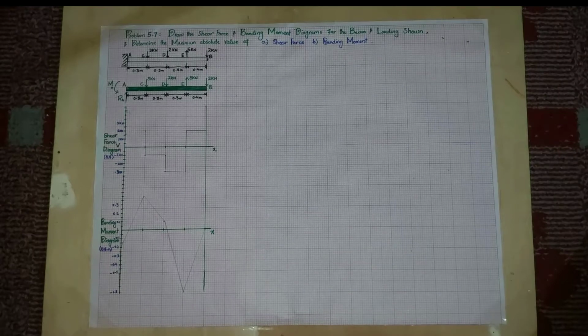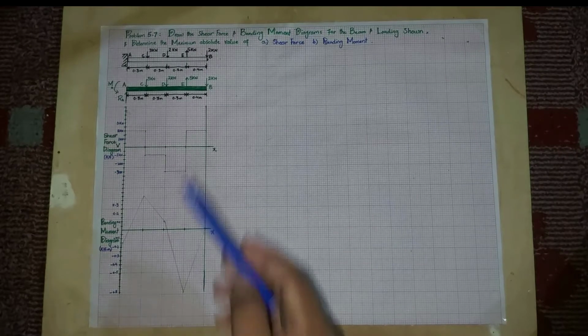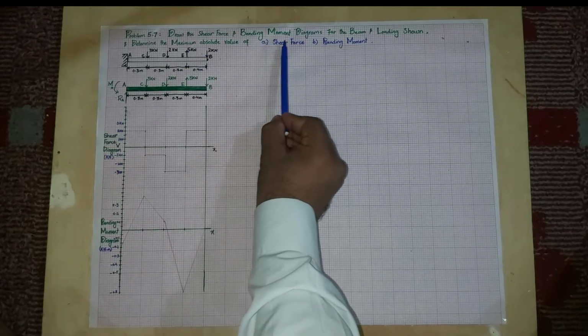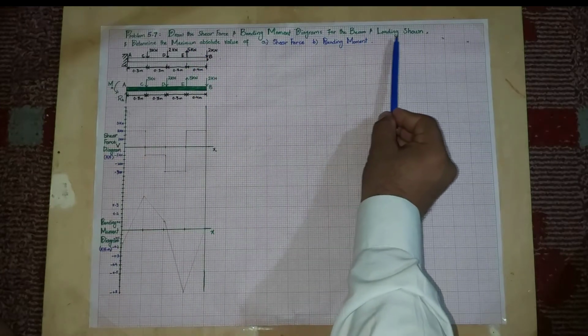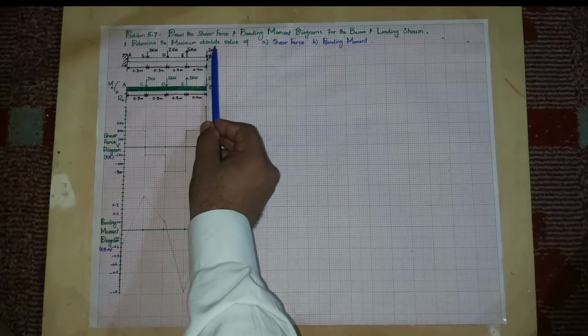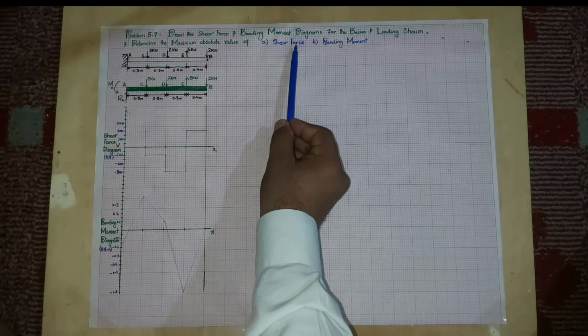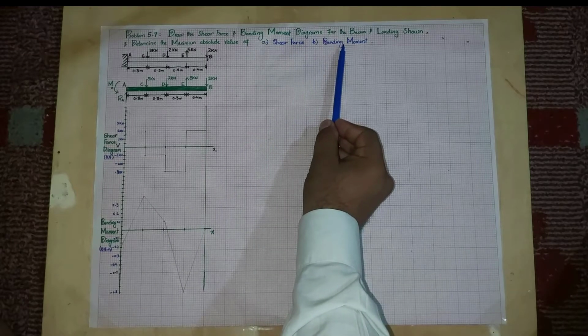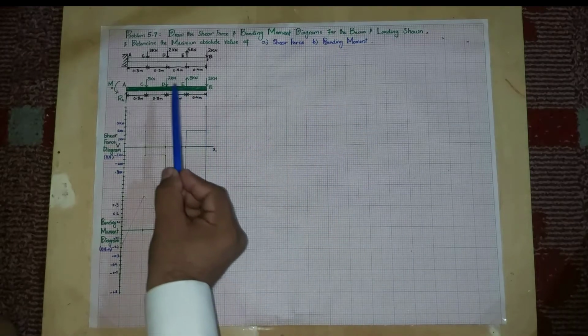Welcome back, and we will solve problem 5.7. The statement of the problem is: draw the shear force and bending moment diagram for the beam and loading as shown in the figure, and determine the maximum absolute value of shear force and bending moment. So let's start with its solution.